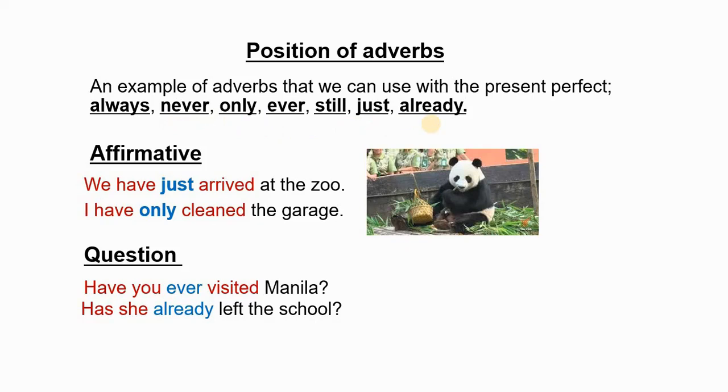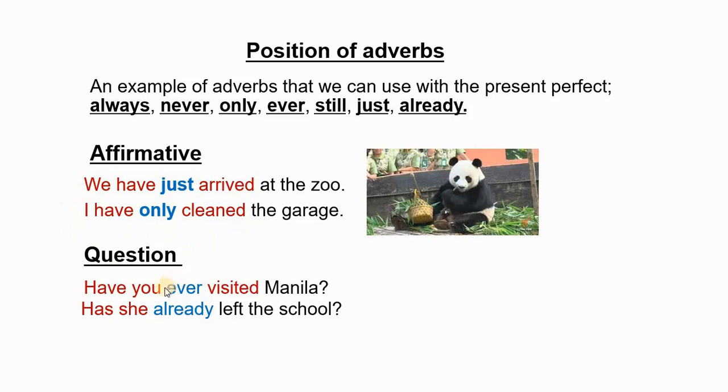So, how do we position these words? Well, in the affirmative, we can say, we have just arrived at the zoo. Here is the present perfect, we have, and here is the adverb, just. I have only cleaned the garage. Present perfect, I have. Adverb, only. So the adverb is between the past participle and the auxiliary verb have.